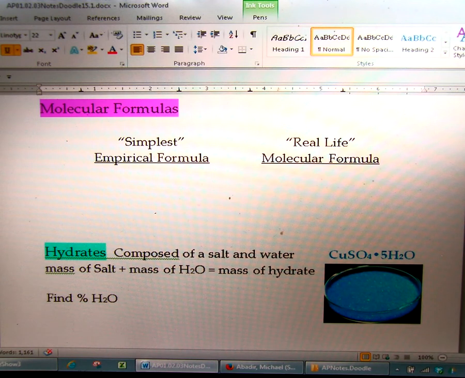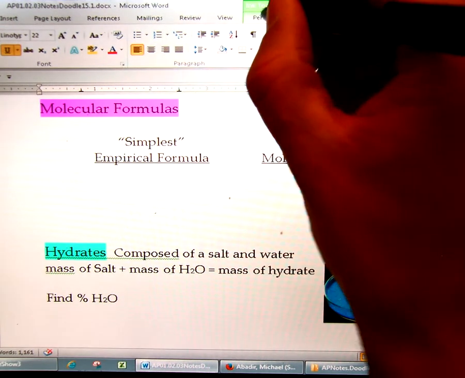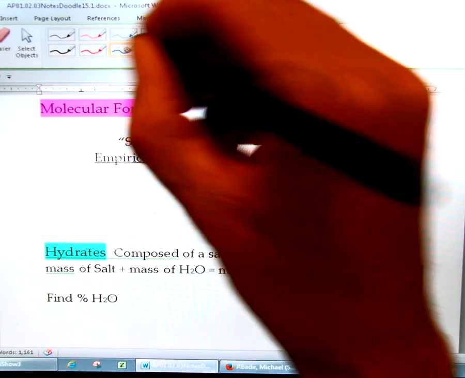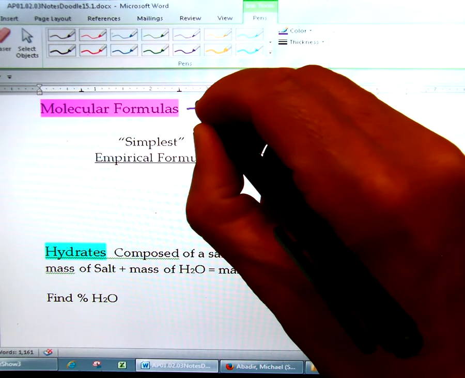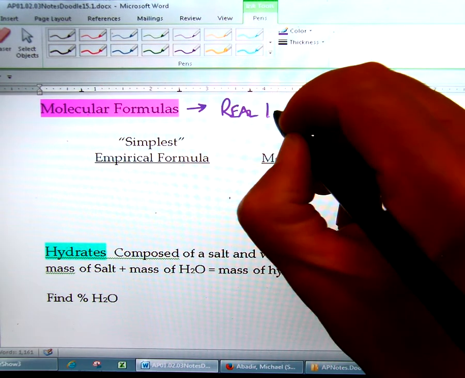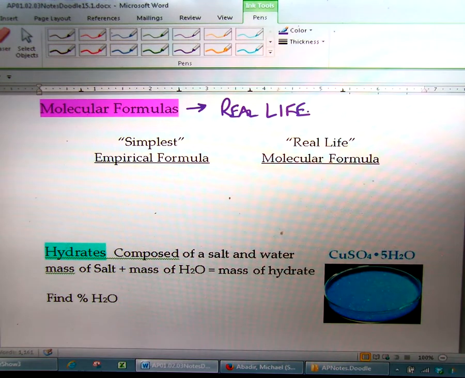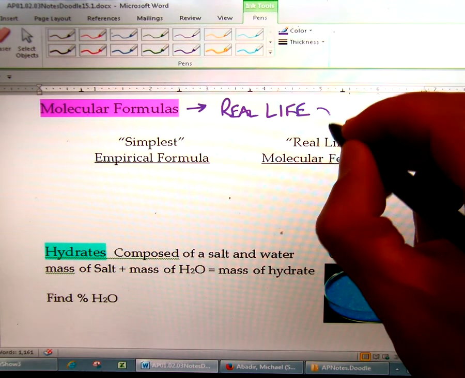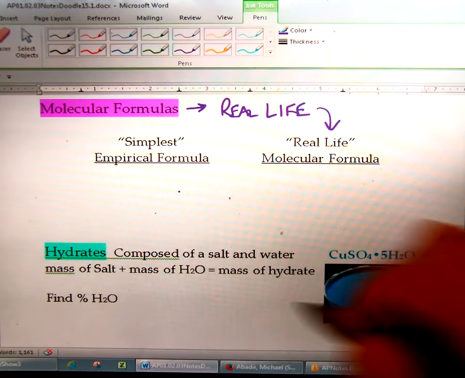Now we're going to discuss molecular formulas. Molecular formulas are the real-life formulas. They can differ from the empirical formula because the empirical is the simplest. So molecular formulas are real life. However, the simplest are empiricals.